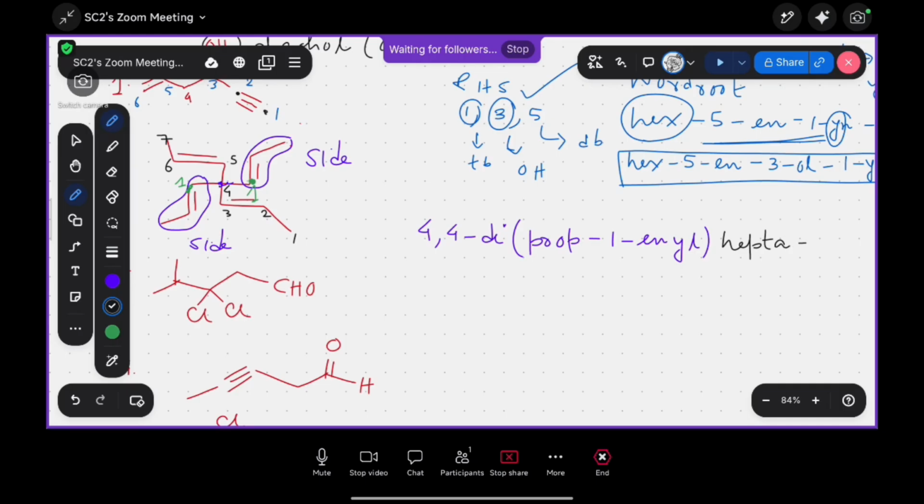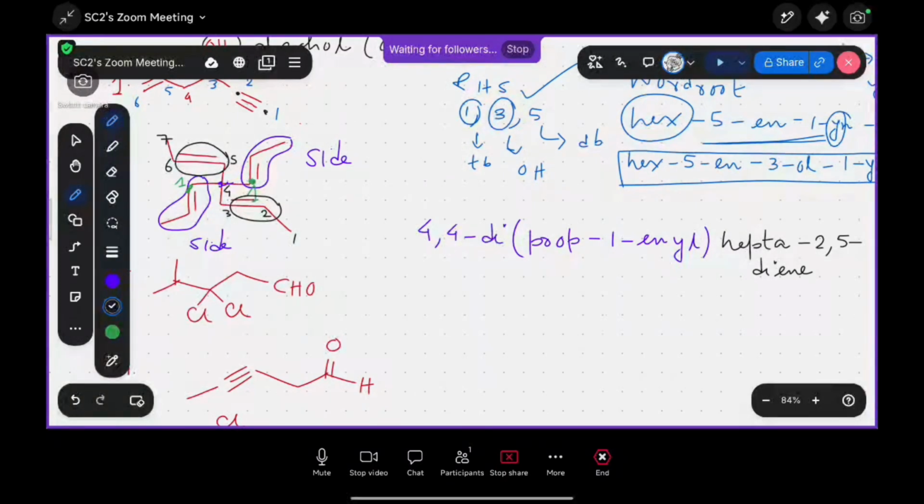Hepta 2,5 diene. 4,4 di prop 1 enyl hepta 2,5 diene, because at the 2nd and the 5th position we are having double bonds. See, the double bond positions are at the 5th and the 2nd carbon atom, following the lowest locant rule. So it is prop 1 enyl. I hope the complex naming is clear to you.